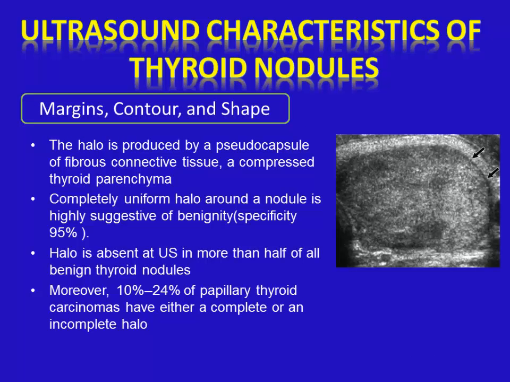We care also about the margin, the contour, and the shape. For example, the halo. The halo is this dark line surrounding this nodule. It's no more than compressed surrounding tissue, so it's just a pseudocapsule. It is a highly specific sign for being benign, but keep in mind that 50% of the benign nodules will not have these features. Moreover, about 25% of papillary thyroid cancers can have a halo, either complete or incomplete.